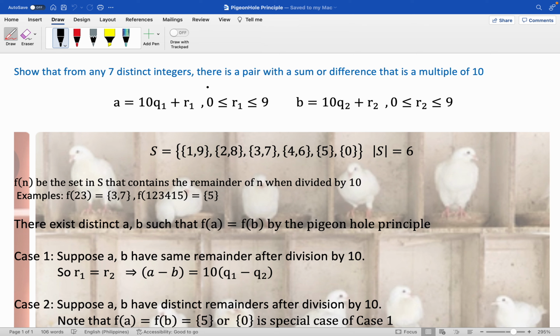Everybody, I've got to admit, this particular problem fascinates me because there's hardly any structure. The claim is that if you have 7 randomly selected distinct integers, there's a pair of them with a sum or a difference that is a multiple of 10.